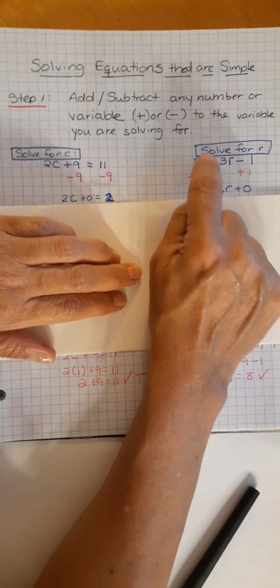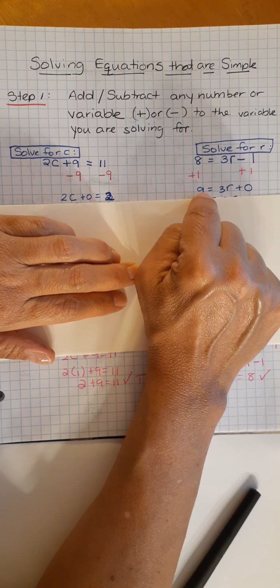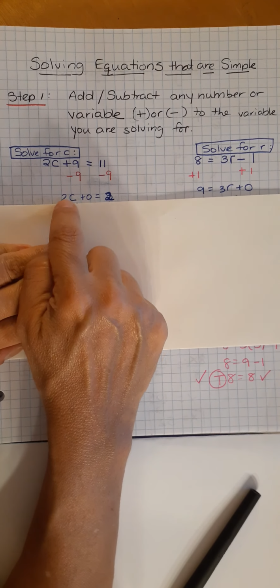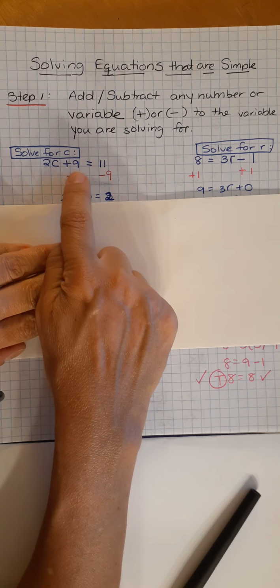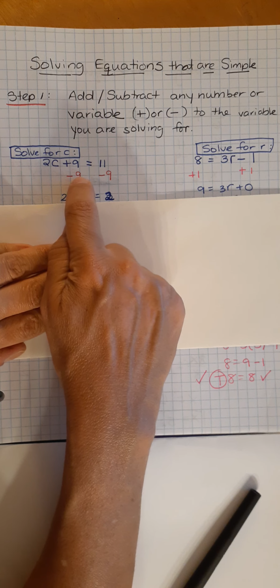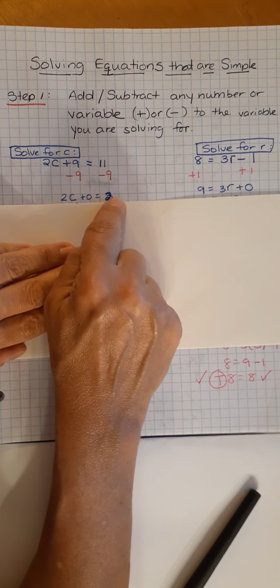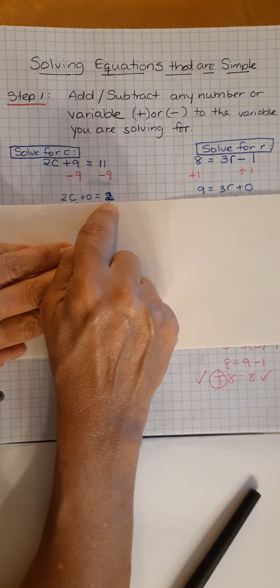Okay, 8 plus 1, I have $8, I have $1, I have $9. So I have 9 equals 3r plus 0. Here I have 2c plus 0 because 9 take away 9, I have $9, I owe 9, I pay, I've got 0 money. 11 take away 9 is 2. It's a little hard to see, but that is a 2.